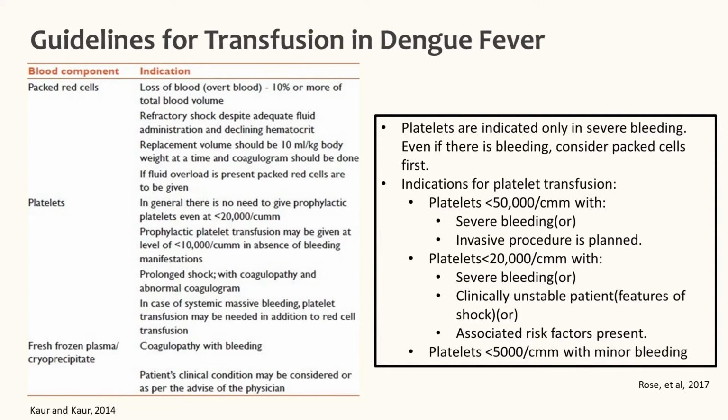And this is the guideline for transfusion in dengue. So platelets are indicated only in severe bleeding. Even if there is bleeding, consider red cell transfusion first. This is the indication for platelet transfusion for those who have a platelet count less than 50,000 with severe bleeding or when an invasive procedure is planned. And for those with a platelet count less than 20,000, it should be with severe bleeding or clinically unstable conditions. It means that a patient with shock or associated risk factors is present. Or platelet transfusion is indicated in patients with platelet counts less than 5,000 with minor bleeding.